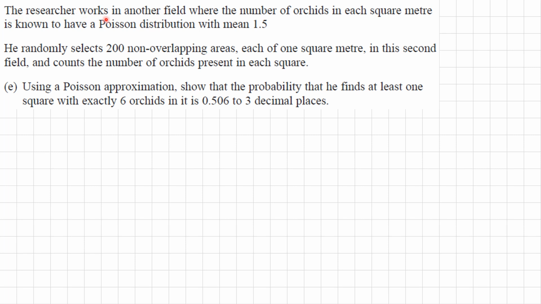The researcher works in another field where the number of orchids in each square meter is known to have a Poisson distribution with a mean of 1.5. He randomly selects 200 non-overlapping areas, each of 1 square meter, in this second field and counts the number of orchids present in each square. Part E, using a Poisson approximation, show that the probability that he finds at least 1 square with exactly 6 orchids in it is 0.506 to 3 decimal places.